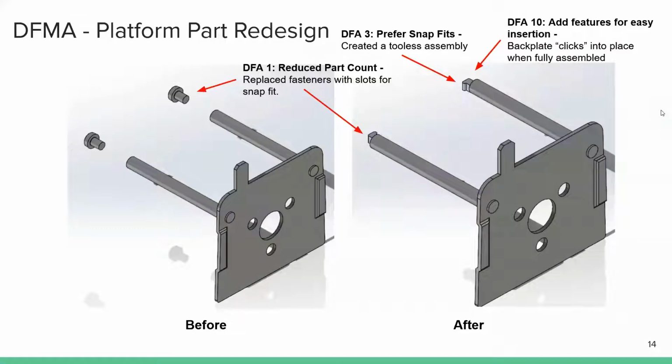Here we show the before and after of our platform part redesign, the back plate. This redesign uses a snap fit in order to eliminate fasteners, creates a toolless assembly, and makes the part much easier for manual insertion, reducing the overall assembly time by 23.6 seconds. This redesign followed Design for Assembly Guidelines 1, 3, and 10.